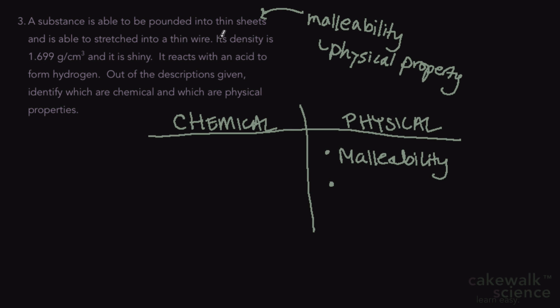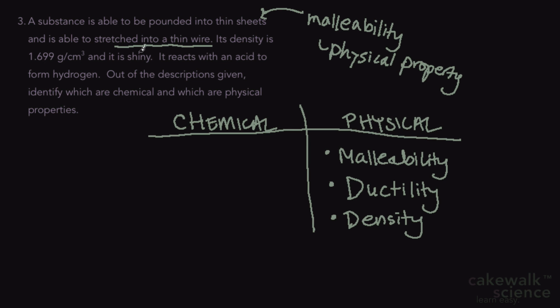Next, we have a substance is able to be stretched into a thin wire. Again, it is just changing its shape, so this is also a physical property. This happens to be called ductility as well. Metals normally are malleable and ductile. Now the density is 1.699 grams per cubic centimeter. Density is an intensive physical property of a substance, so that's surely going in this section.